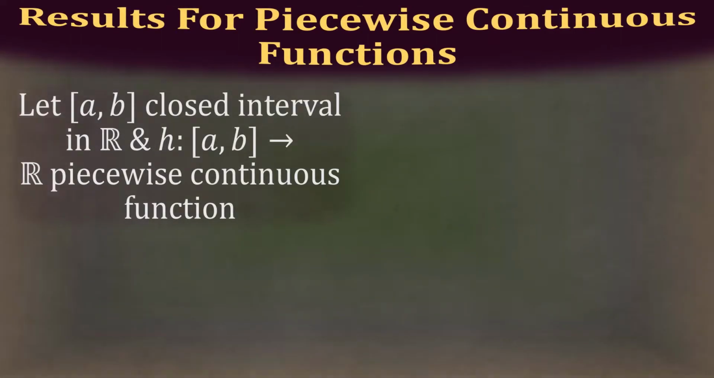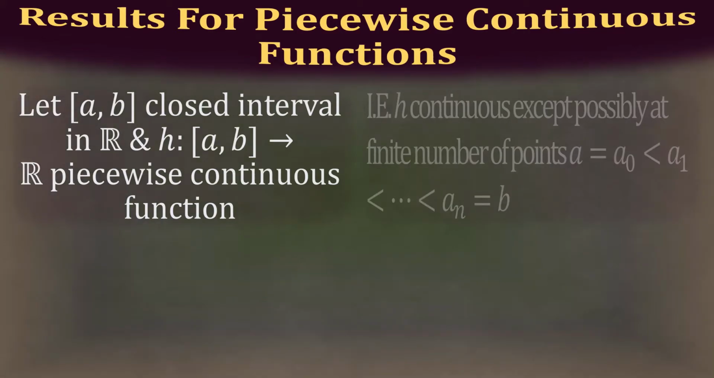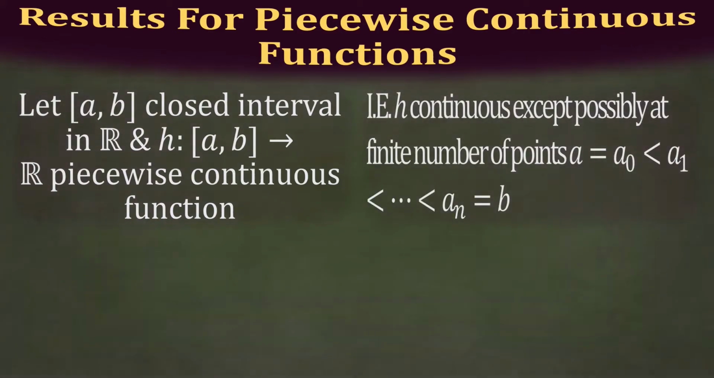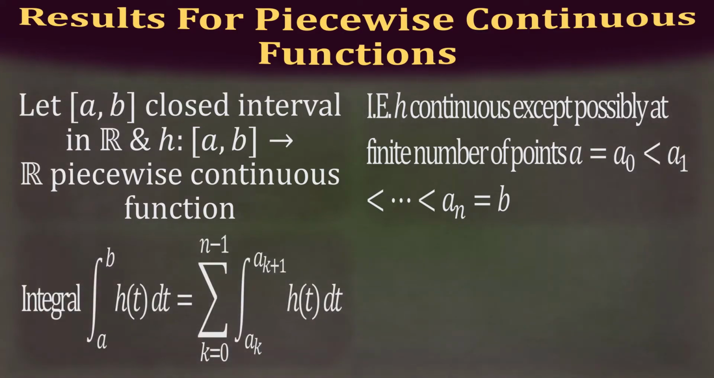Now, let's move on to giving results for piecewise continuous functions. Let [a, b] be a closed interval in the real numbers, and let h from [a, b] to the real numbers be a piecewise continuous function, i.e. h is continuous except possibly at a finite number of points a equals a0 less than a1 less than all the way up to an, which is equal to b. Then we define the integral from a to b of h of t dt to be the sum from k equals 0 to n minus 1 of the integral from ak to ak plus 1 of h of t dt.